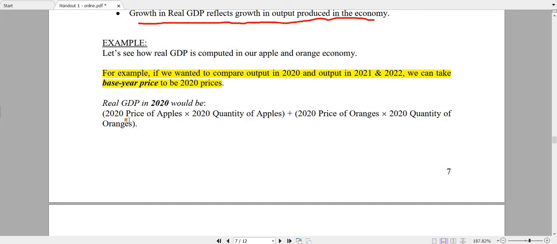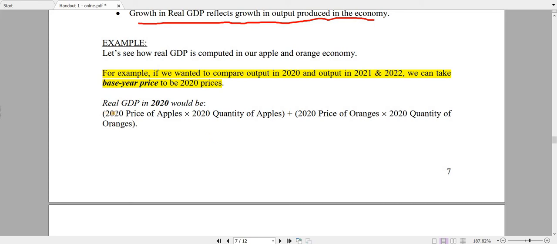We will take the price of apples in 2020 and multiply it with the quantity of apples produced in 2020. And we're going to do the same with respect to oranges. So it's going to be the price of oranges in 2020 times the quantity of oranges produced in 2020. Now note that for the base year, the real GDP must equal the nominal GDP.